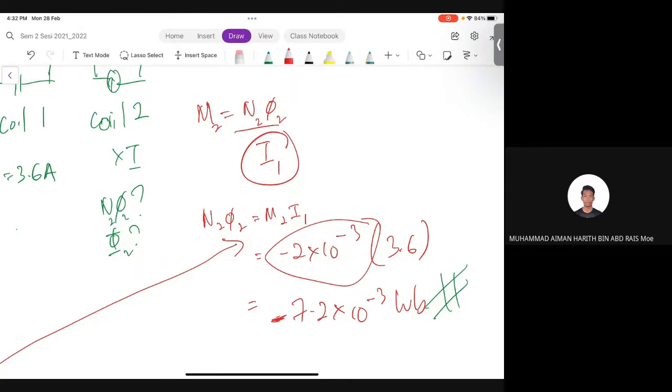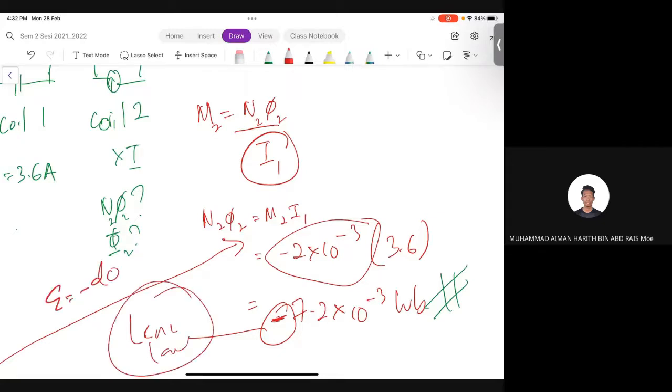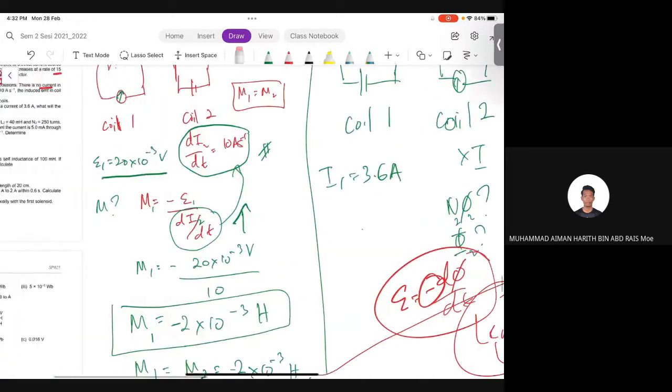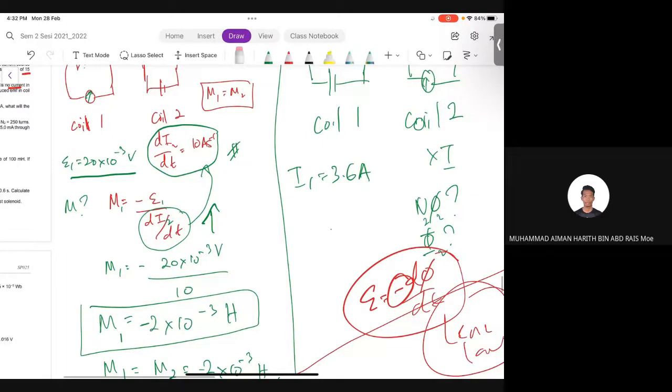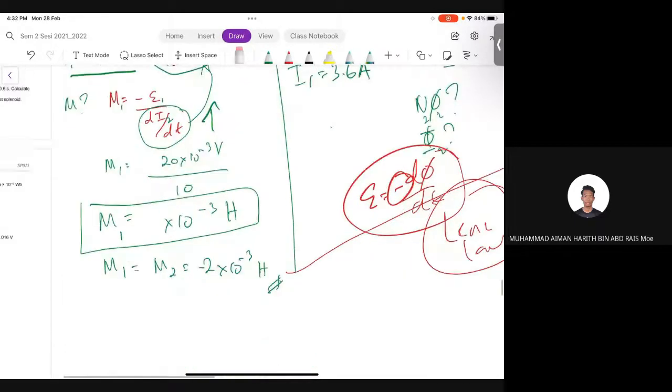Because negative is not showing dia adalah decreasing or increasing. Negatif ni hanya nak menunjukkan Lenz law sahaja, sebab dia dasar daripada Faraday iaitu negative d flux over dt. Bila kita rearrange, negatif tu memang akan ada. Kalau saya, saya akan buang negatif tu. Saya tak tahu kenapa M ni dia nak letak negatif. Nanti saya tengok balik.